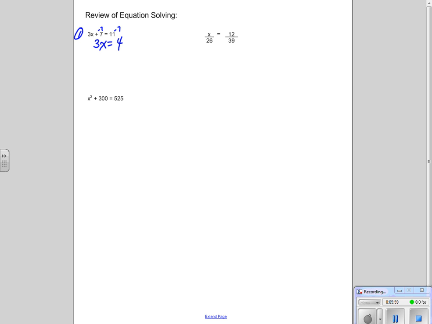3 is multiplying by x, so to get rid of multiplication we divide. So I am dividing both sides by 3. Done. Best answer. The second one, I have a ratio.